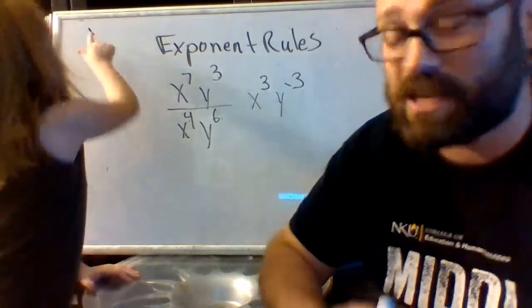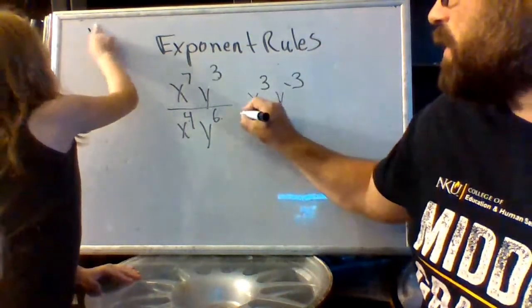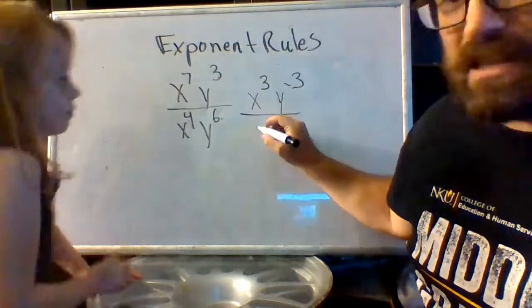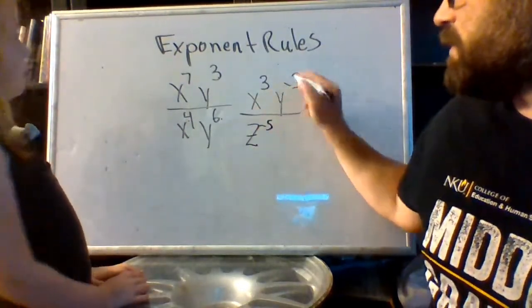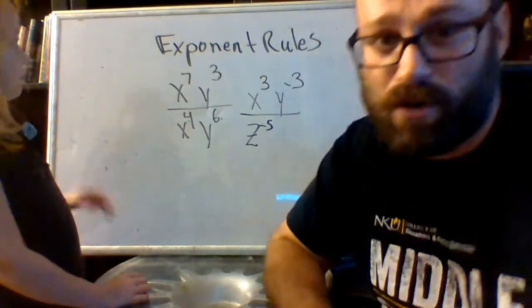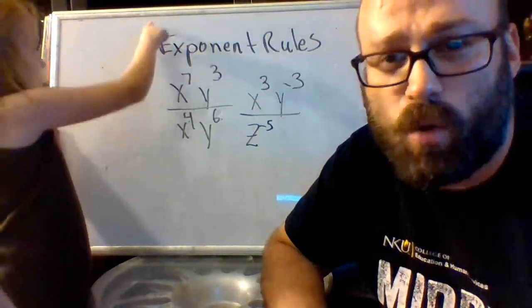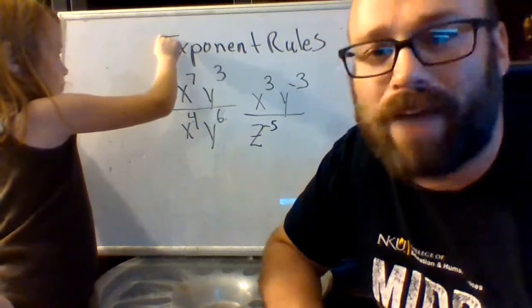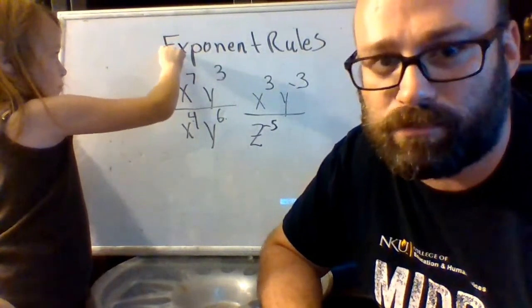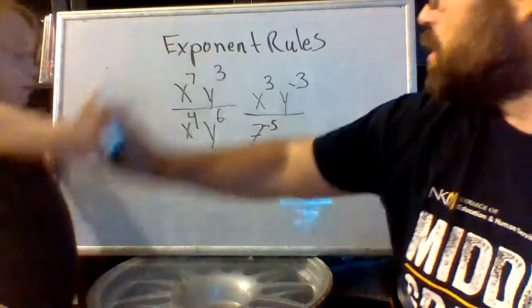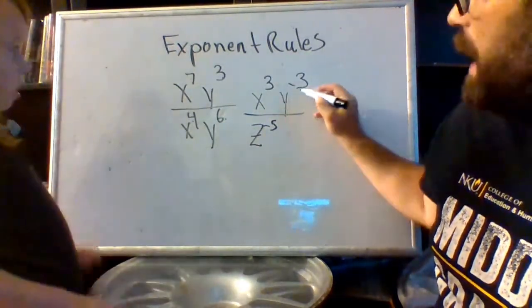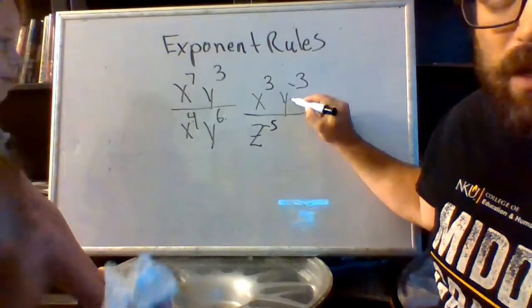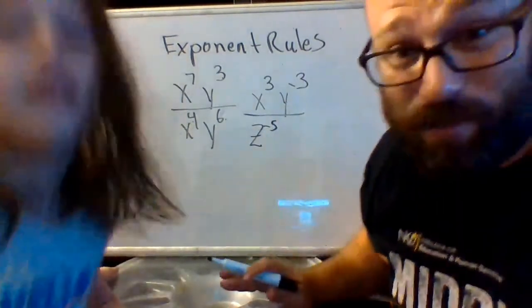So let's say, for example, we solve everything. Let's say this is a fraction, z to the negative fifth. So we have x cubed, y to the negative third, all over z to the negative fifth. We don't leave those as negative exponents. So all you have to do here is flip the z to the numerator and the y to the negative third to the denominator. And that makes it positive.